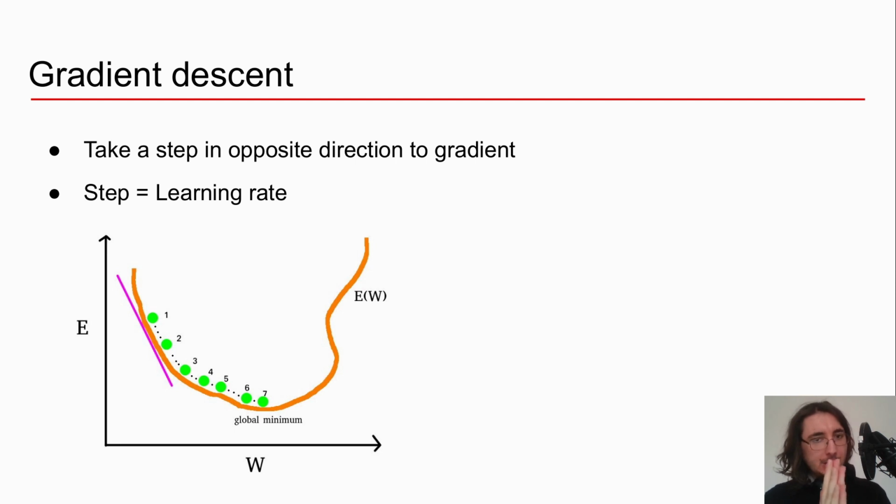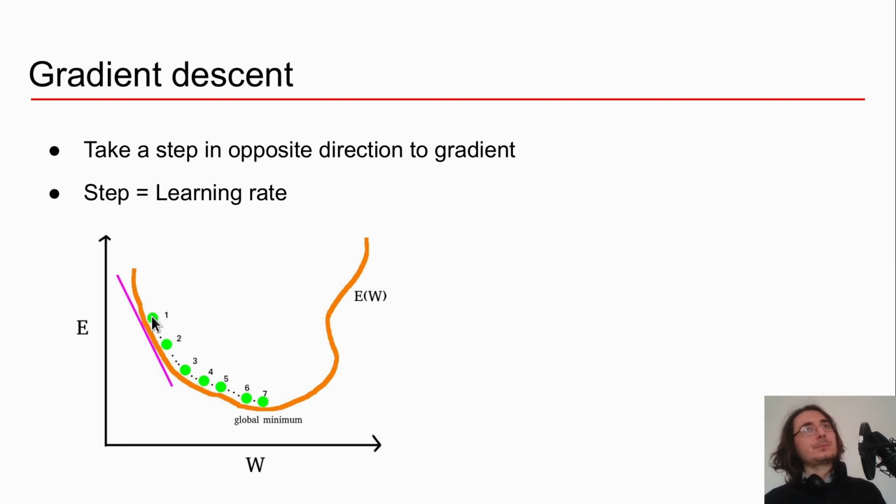Okay, we now have an understanding of backpropagation and gradient descent, but how does gradient descent really work? What does it mean to take a step in the opposite direction to the gradient? For that, we need this graph down here. On the x-axis we have the weights, and on the y-axis we have the errors. Here we have the error function, E as a function of W, which is this orange curve. Let's say we start from this position here.